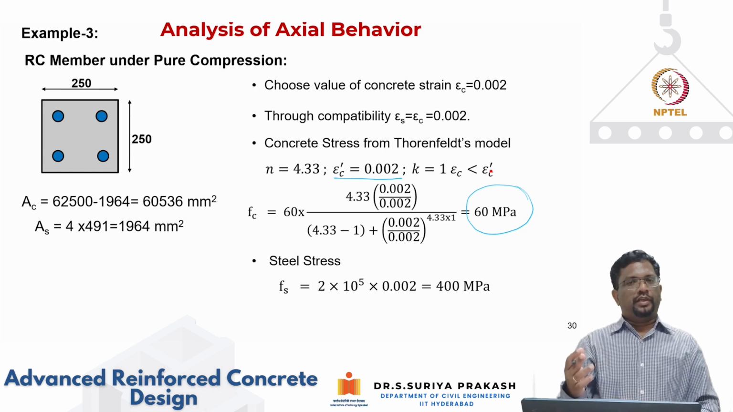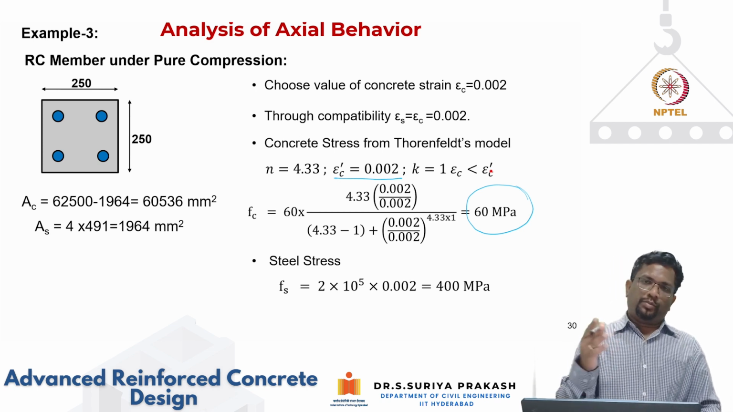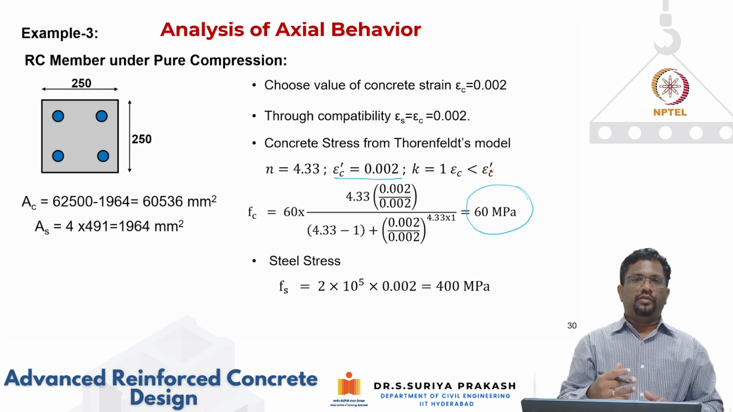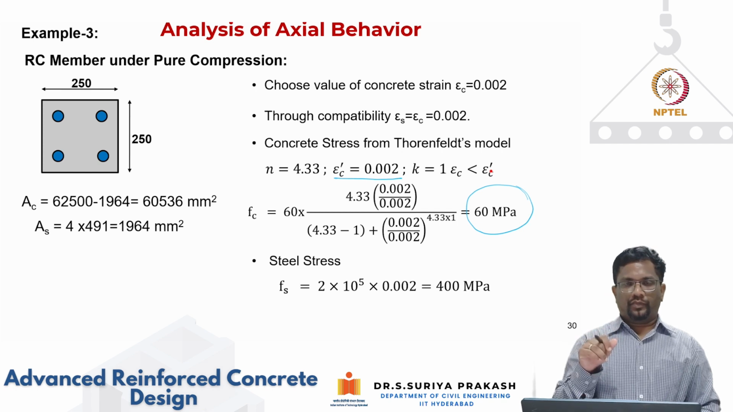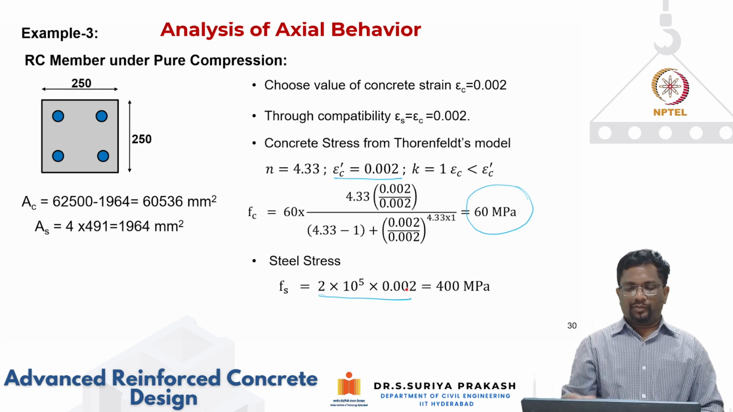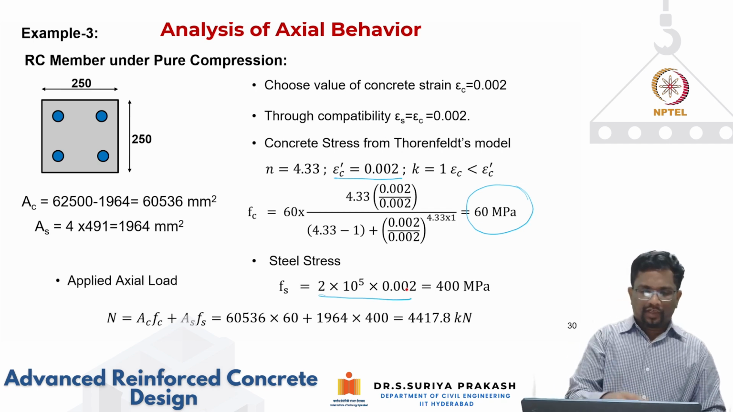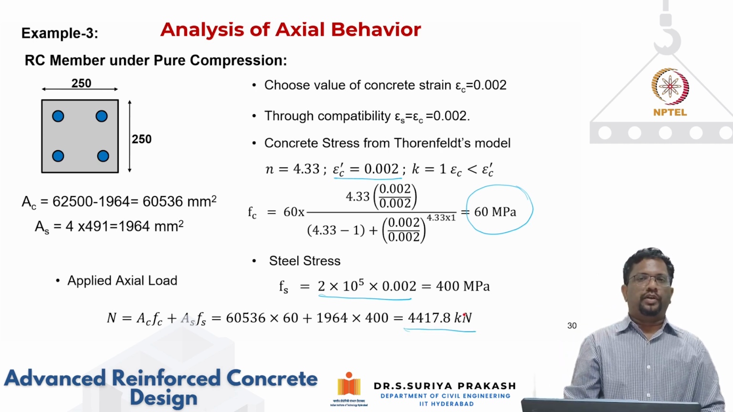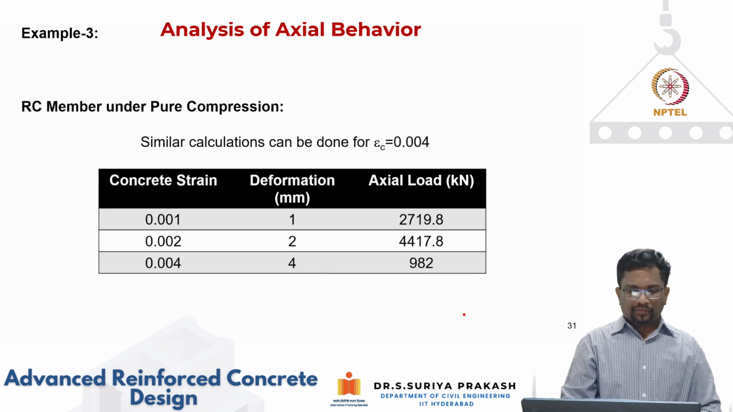Now the steel stress, again, 0.002 is still less than 0.0025 for the grade of steel we are considering, which is 500 megapascal. Again, what is the yield strain for 500 megapascal? 500 divided by 2 into 10 to the power of 5 megapascal. If you do that, it works out to be 0.0025. Okay. Now the strain that we have considered is less than 0.0025. So stress is directly obtained by multiplying with the elastic modulus, giving 400 megapascal. So again, we put it in the equilibrium equations, and you got a load of 4,417 or 18 kilonewton. Okay. So similarly, we can do the calculation for other strains also.